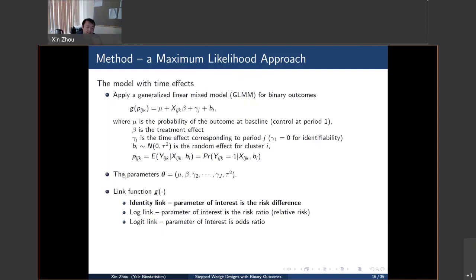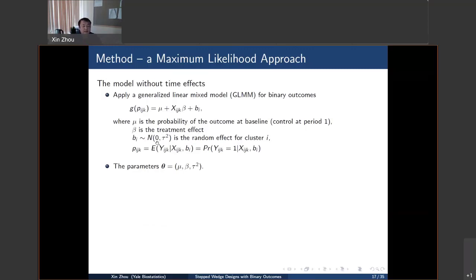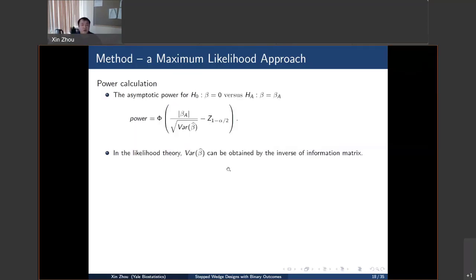This is a list of parameters for the model with time effect, including mu, beta, gamma, and tau square. The model without time effect is quite similar, just deleting gamma j from the model. Accordingly, the number of parameters is only 3: mu, beta, and tau square. The power calculation is again based on a Wald test. This is the formula. The challenge here is to compute the variance of beta hat.